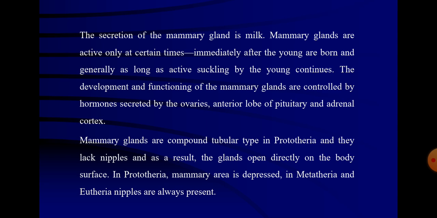The development and functioning of the mammary glands are controlled by hormones secreted by the ovaries, anterior lobe of pituitary, and adrenal cortex. So, the secretion of milk is under the control of hormones. Mammary glands are compound tubular type in prototheria and they lack nipples, and as a result, the glands open directly on the body surface. In prototheria, mammary area is depressed. In metatheria and eutheria, nipples are always present.